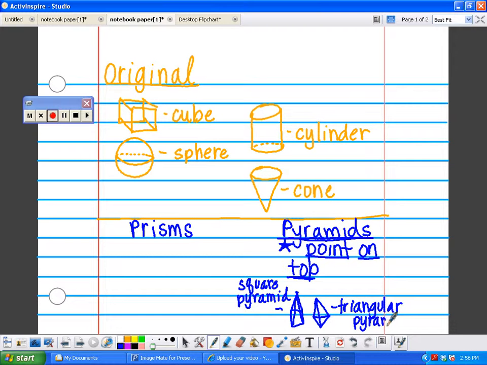Okay, now, we don't know anything about a prism yet. Right now we're on pyramids though. Pyramids always come to what? Show me with your fingers. Point on top. Good. Okay, let's go over to prisms.